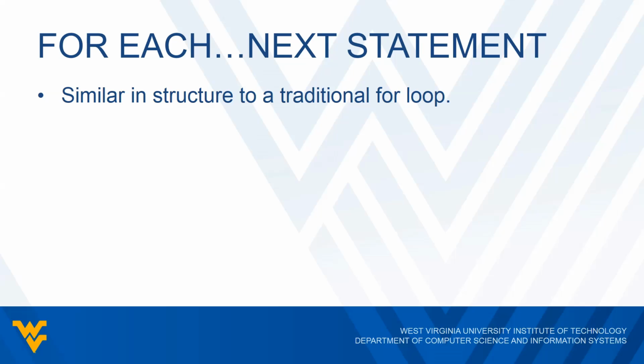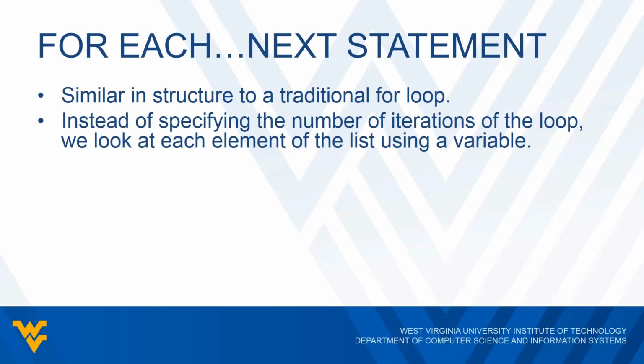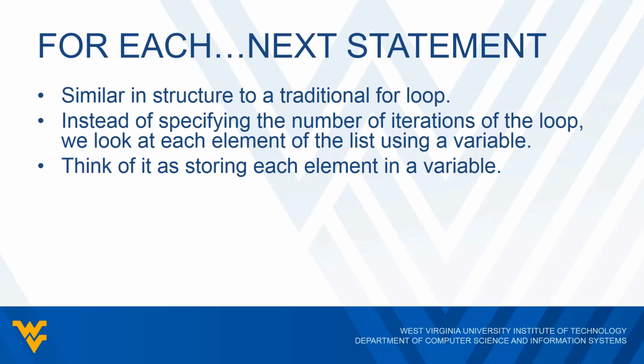The only difference between the two is, remember, in our for loop, we would specify the number of iterations that the loop would have. Here, with this for each next loop, we're actually going to be looking at every single element in the list, and then we're going to store it in a new variable. So think of it as storing each element in a variable and then doing something with that variable. Let me give you the format of how we would use this loop.